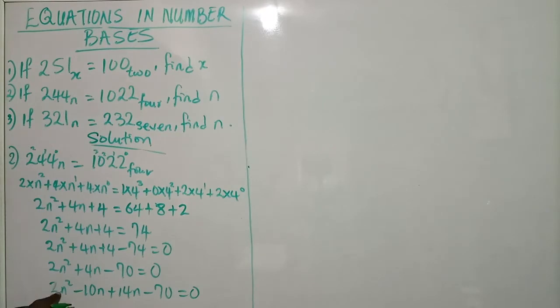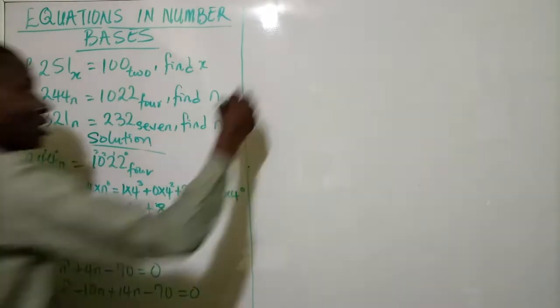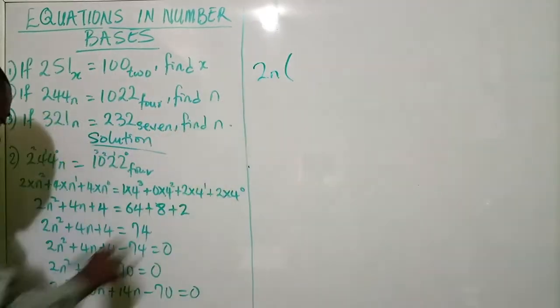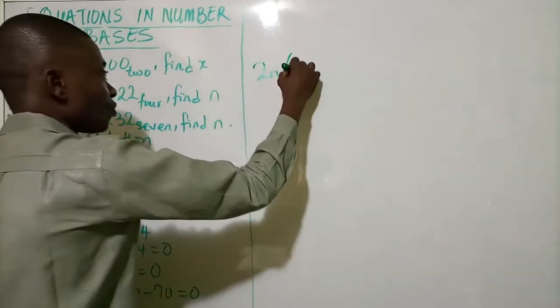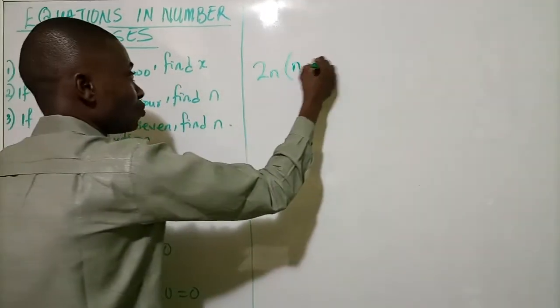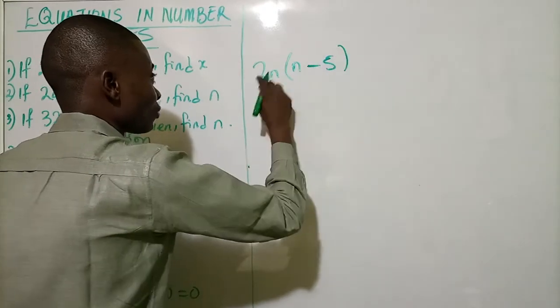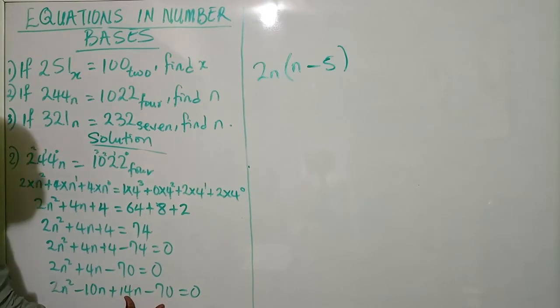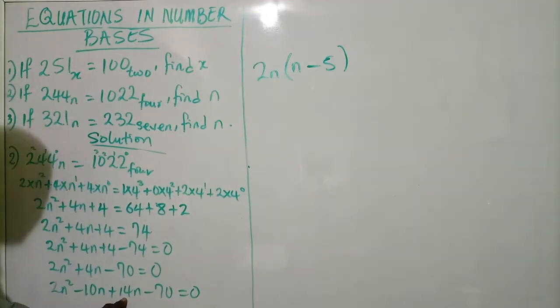Something is common there. We have 2 here, we have 2 here, n is here, n is here. So I can bring them out, and that is 2n, open bracket. What will I multiply by 2n to get 2n squared? Of course, it's n. What will I multiply by 2n so that I will get minus 10n? Minus 5. 2n times minus 5 gives me minus 10n. So I'll now take these 2 also. I have 14. I have 70 here.